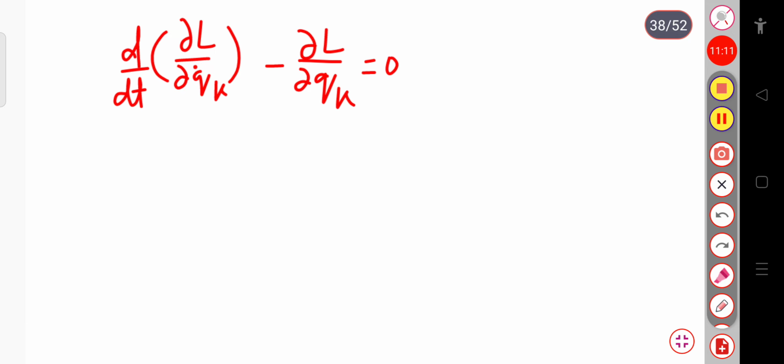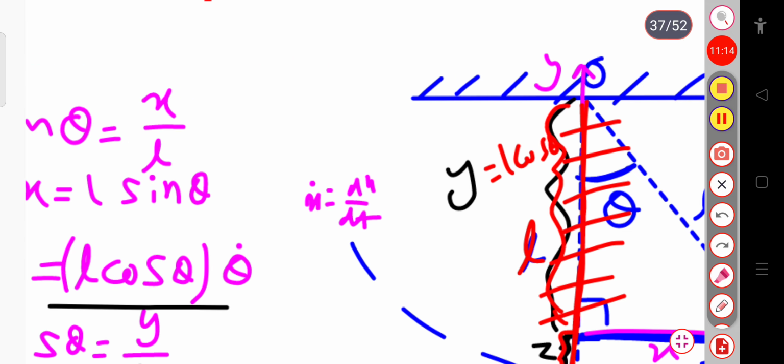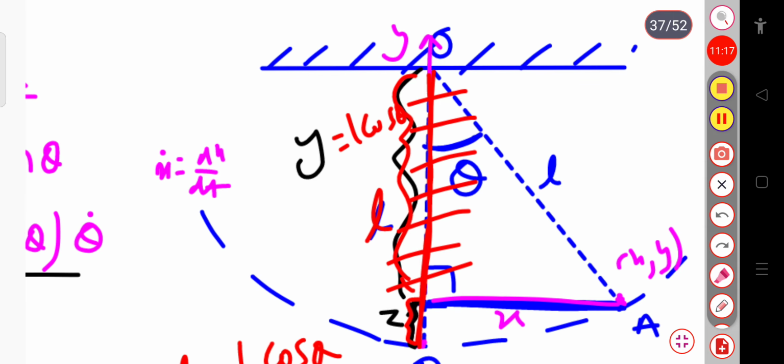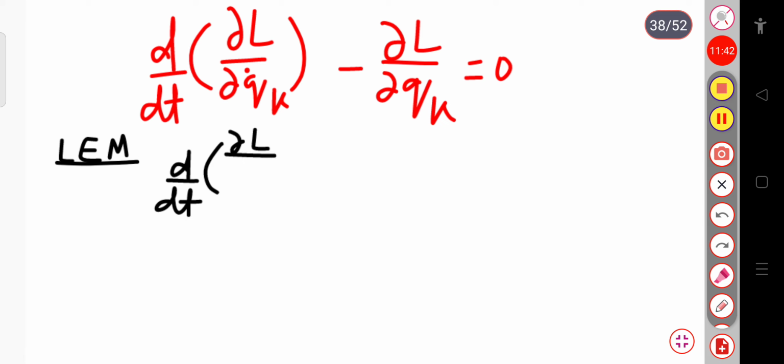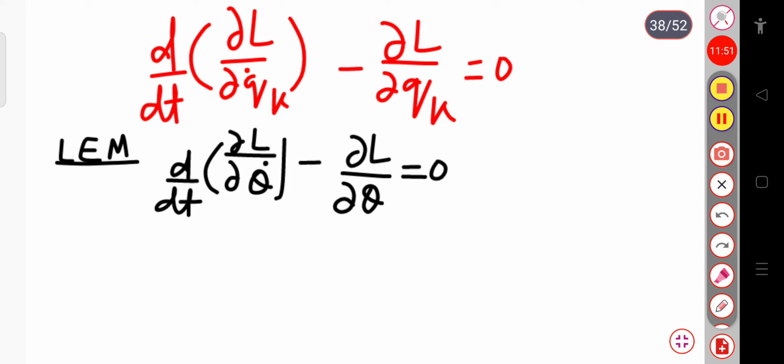Since here you can see that in the case of the simple pendulum, the distance L is fixed, the length of the pendulum is fixed, and it only depends on the angle theta. Since it only depends on the angle theta, we will write the coordinate to be theta. That is, in this case, the Lagrangian equation of motion will be d by dt of dou L by dou theta dot minus dou L by dou theta, that is equal to 0. This is the Lagrangian equation of motion for the theta coordinate.